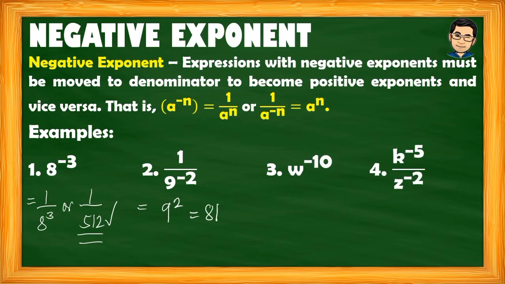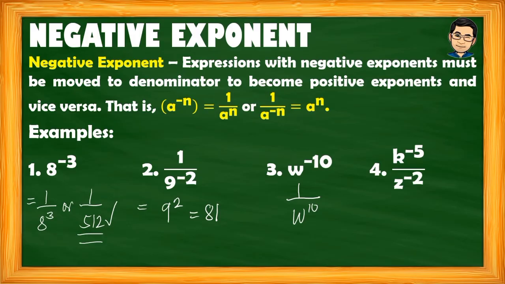Next, W raised to negative 10. Okay? Magiging 1 over W raised to 10. Ayan, positive na. Next, for number 4 naman, K raised to negative 5 all over Z raised to negative 2.